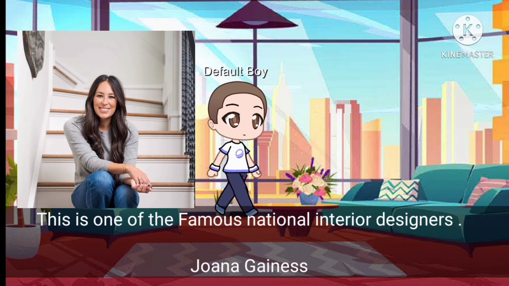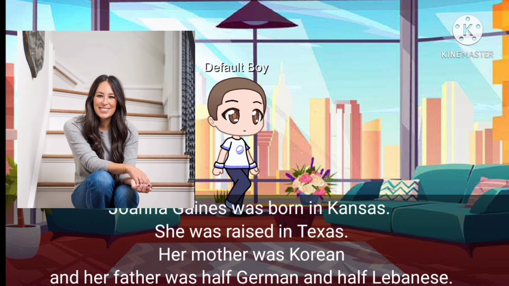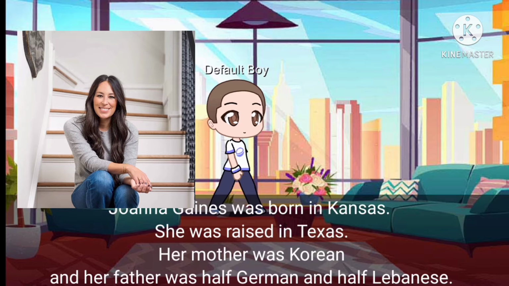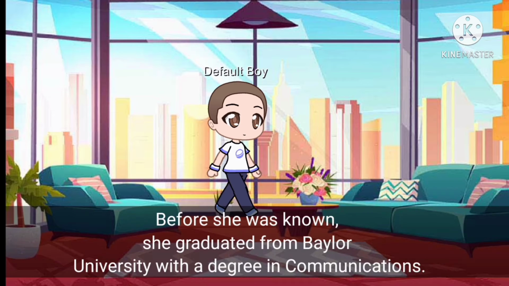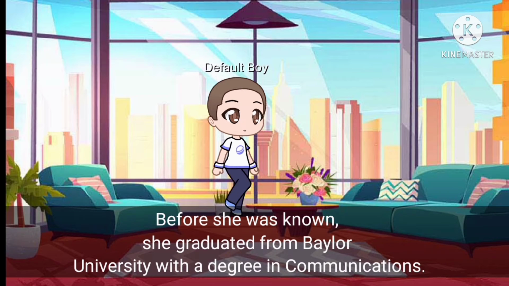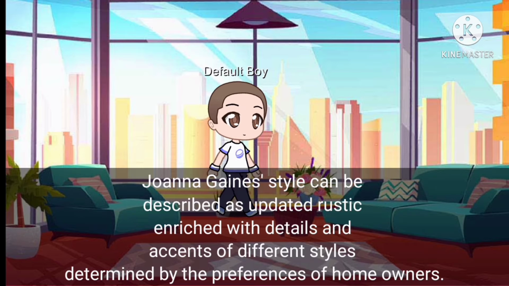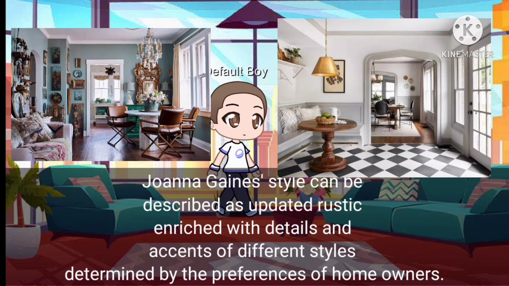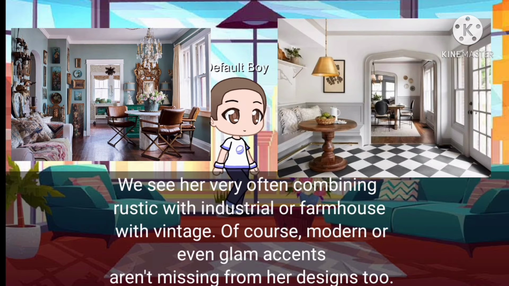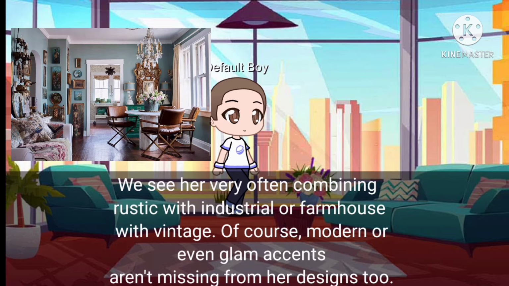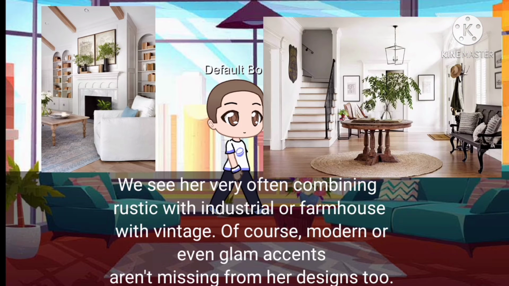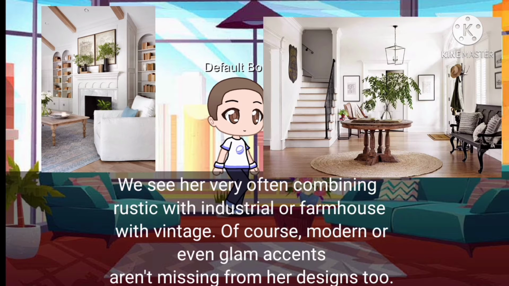This is one of the famous national interior designers, Joanna Gaines. Joanna Gaines was born in Kansas. She was raised in Texas. Her mother was Korean and her father was half German and half Lebanese. Before she was known, she graduated from Baylor University with a degree in communications. Joanna Gaines' style can be described as updated rustic and rich with details and accents of different styles, determined by the preference of the homeowners. We see her very often combining rustic with industrial or farmhouse with vintage.